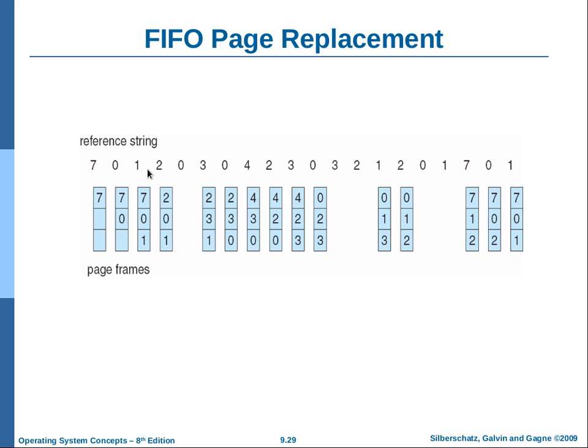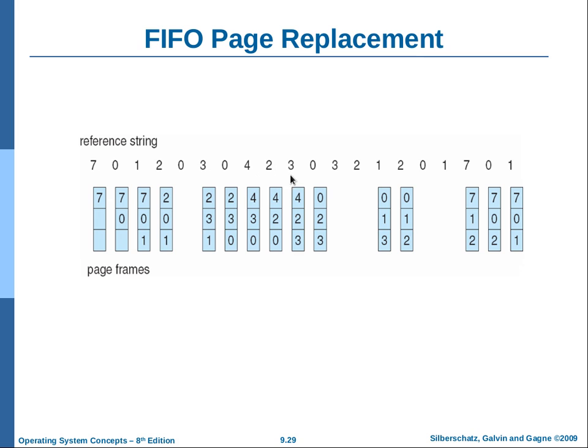Okay, we're going to look at it a different way just to make sure we're hitting it home. This one's like the homework. It is. 7, first one, 0, second one, 1, third one. 2, not in here, so we replace the first one because that was the first one in. 0's in there, so we're good. 3, not in there, so we replace 0 because that was the first in, first out. 0's not in there, so we replace the 1 because that was the oldest.